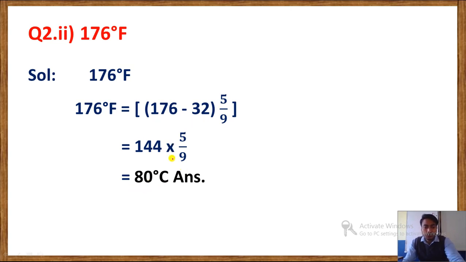Now let me show you. 9 1 ja 9, 5 left, 5 and 4 54, 9 6 ja 54. Now what is left here? 16 into 5. Now 16 into 5, 80 degree Celsius. So this is how we have to convert Fahrenheit scale to Celsius scale.